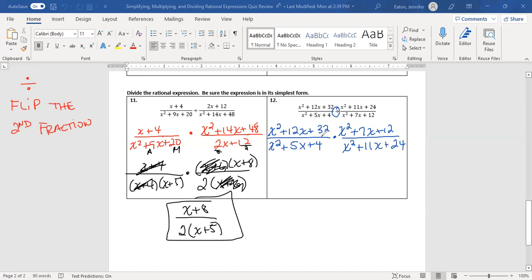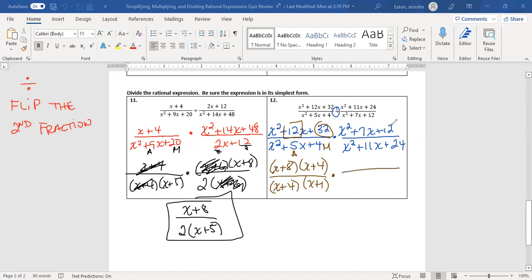So now we're going to go ahead and factor these. So what multiplies to 32 and adds to 12? This one was kind of a tricky one, but if you know your multiplication tables, you figure out that it's 8 and 4. 8 times 4 is 32, and 8 plus 4 is 12. For the bottom, what multiplies to 4 and adds to 5? So we say x plus 4 times x plus 1, because 4 times 1 is 4, and 4 plus 1 is 5.